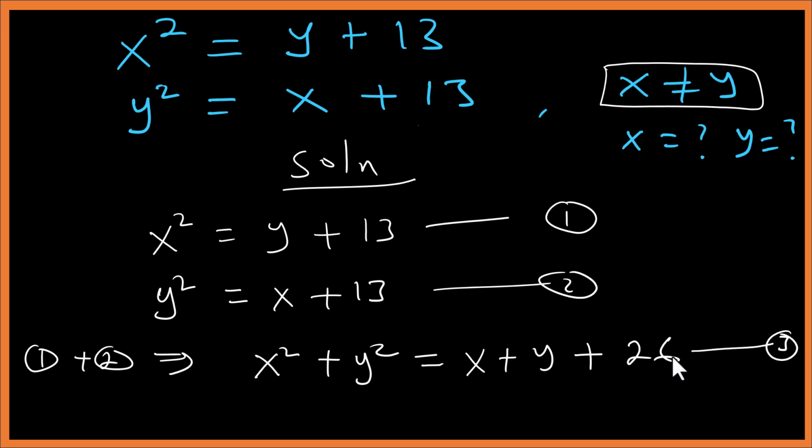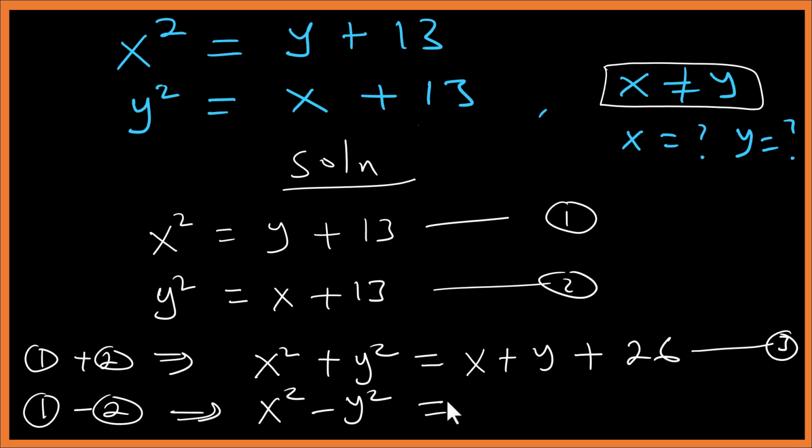Okay, now let's also find the difference here. So that would be 1 minus 2. Okay, so that one also amounts to x squared minus y squared. Okay, and it will be y minus x, and this side will vanish. So that will be equation 4.